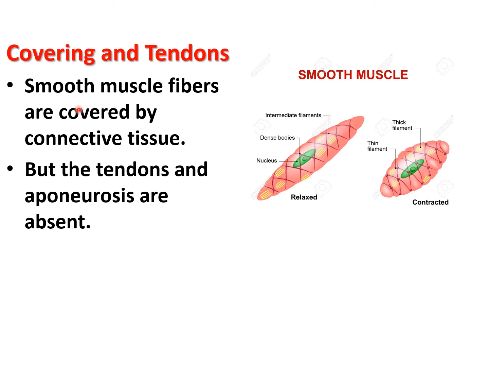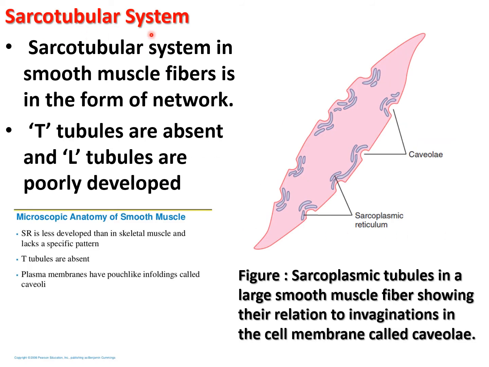Now covering and tendons. Smooth muscle fibers are covered by connective tissue, but tendons and aponeurosis are absent. Now the sarcotubular system. The sarcotubular system in the smooth muscle fiber is in the form of a network. T tubules are absent and L tubules are poorly developed. Now in this figure you can see caveoli, and here is the sarcoplasmic reticulum. The sarcoplasmic reticulum in the large smooth muscle fiber shows its relation to invaginations in the cell membrane, known as caveoli. So caveoli are in close contact with the sarcoplasmic reticulum.